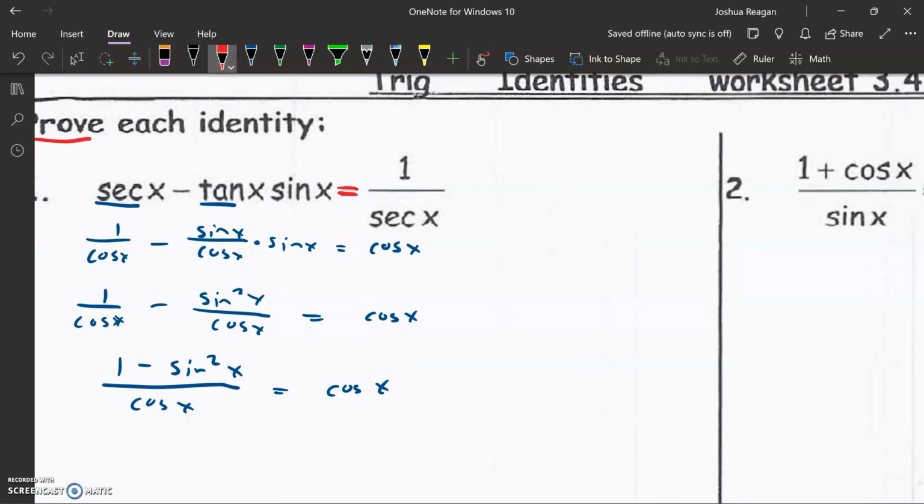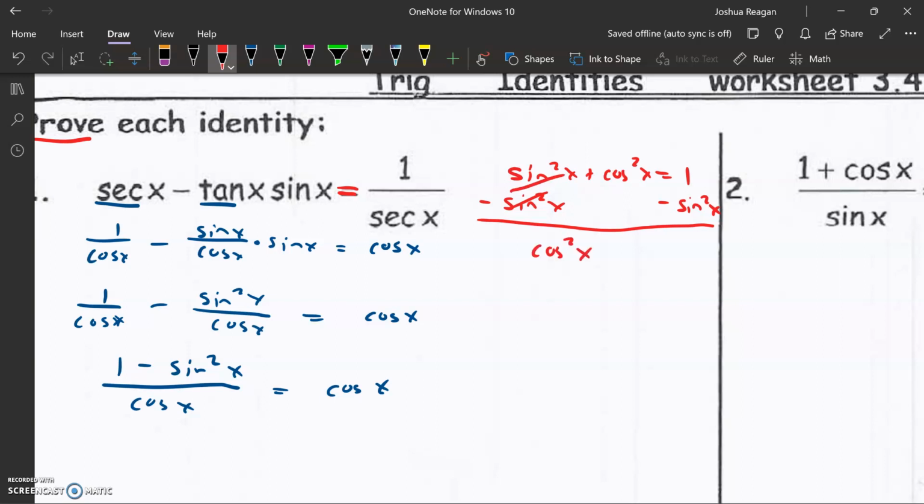Well, on your paper, under Pythagorean identities, we have this identity: sine squared of x plus cosine squared of x equals 1. At first it might not seem relevant, but in a second you'll see what we're doing. I'm going to subtract sine squared of x from both sides of my equal sign. That leaves me with cosine squared of x on the left side, and on the right side, I'll have 1 minus sine squared of x.